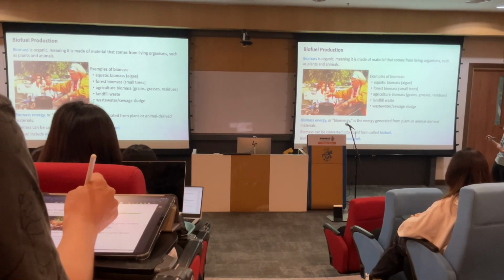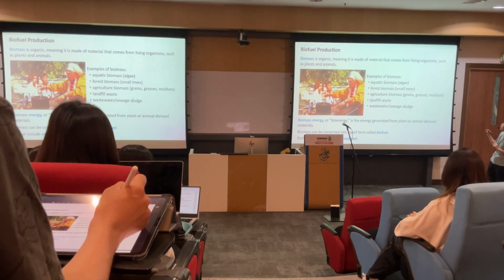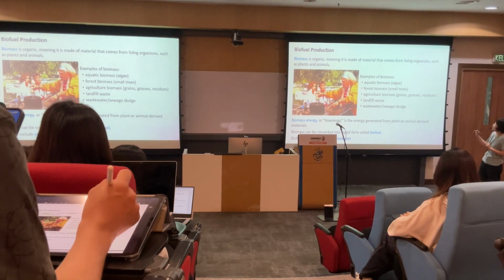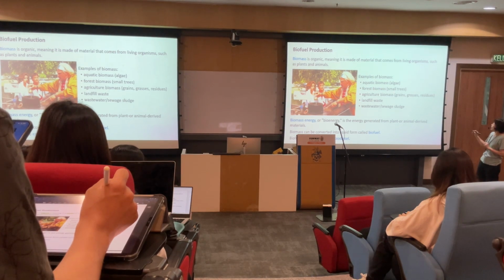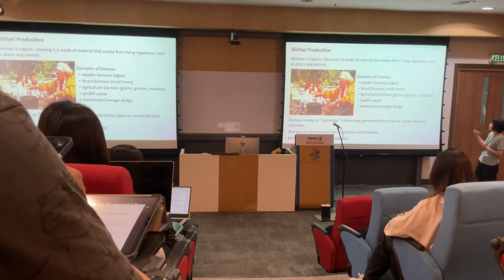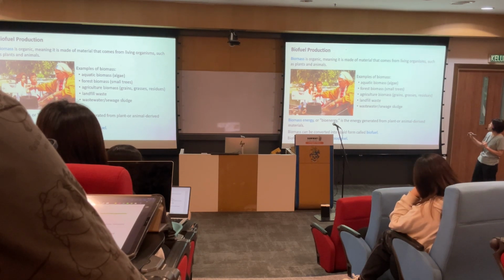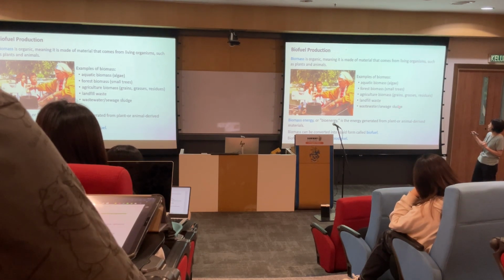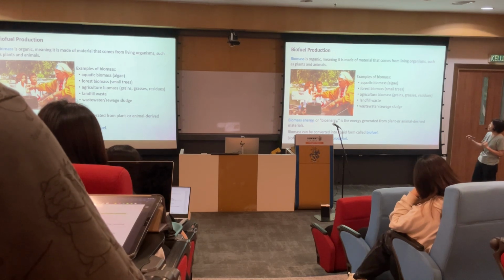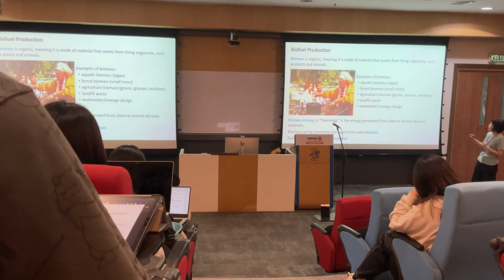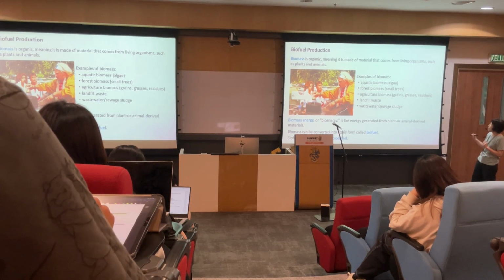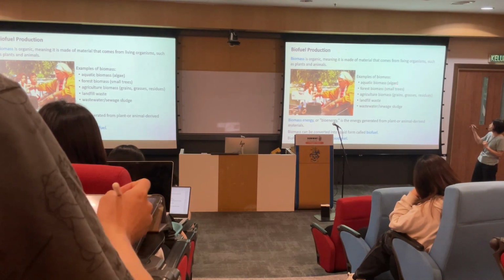And biomass includes algae, small trees, agriculture leftovers, the grain, the grasses residue, even waste can be used as a feedstock, raw materials to generate energy. Of course, wastewater or sewage sludge can also be used. So biomass energy is also called bioenergy. It's energy that you can generate from plant or animal derived materials, such as those biomass.